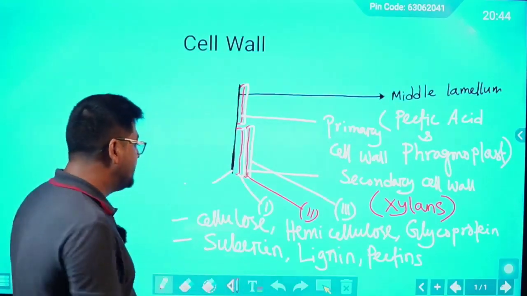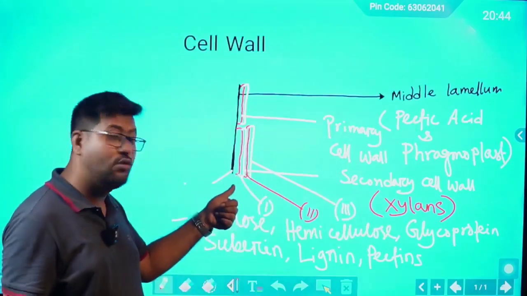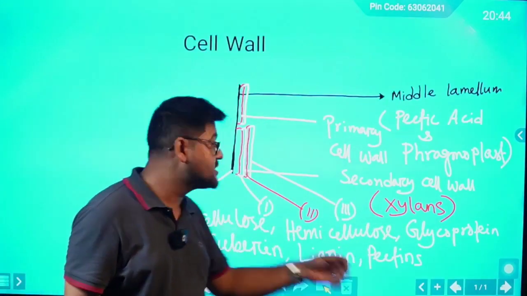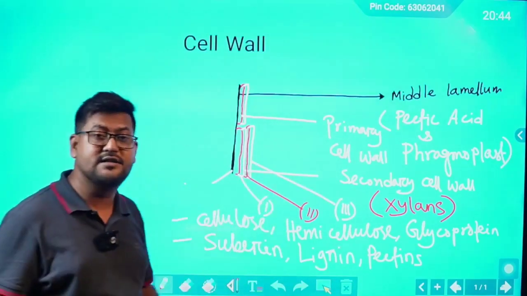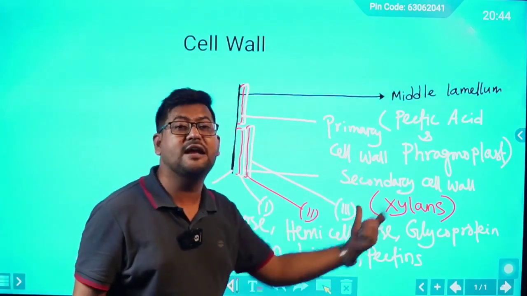That is why these chemicals, cellulose, hemicellulose, glycoprotein, are found only in the primary layer. Additional suberin, lignin, pectins are present in the second layer of the secondary cell wall. And when the tertiary layer is formed, at that time xylans are present.